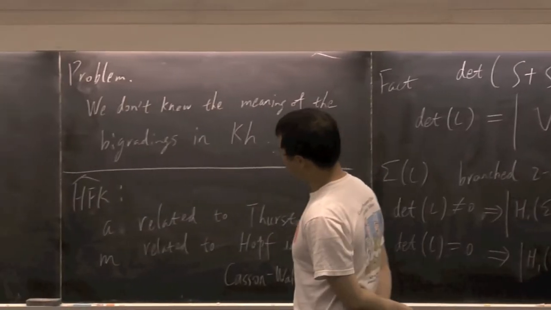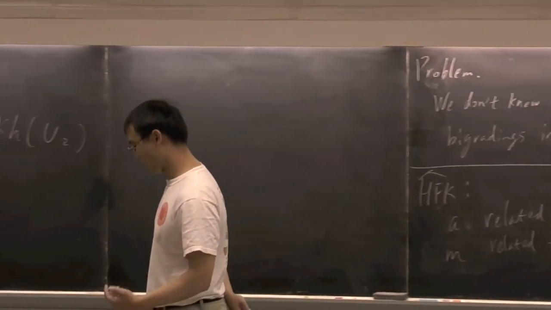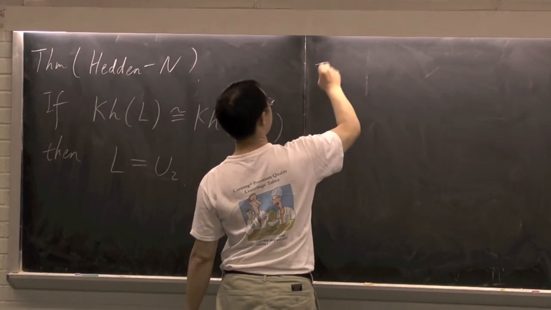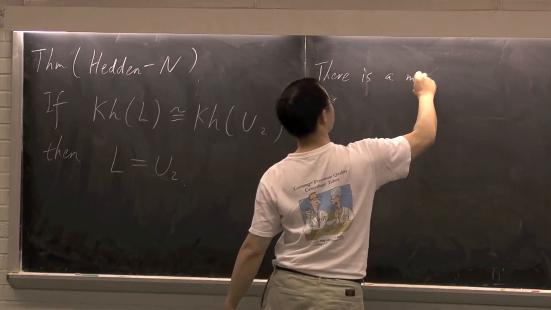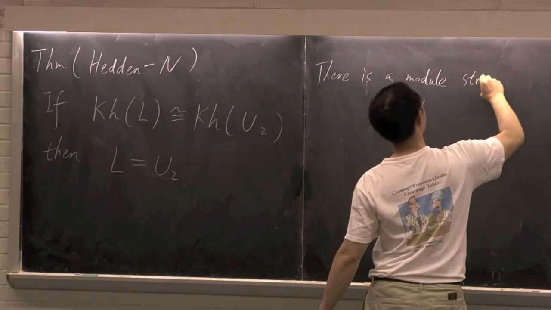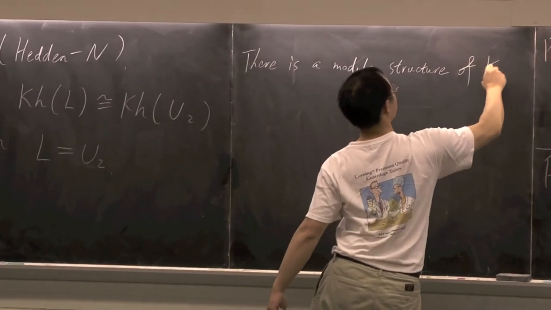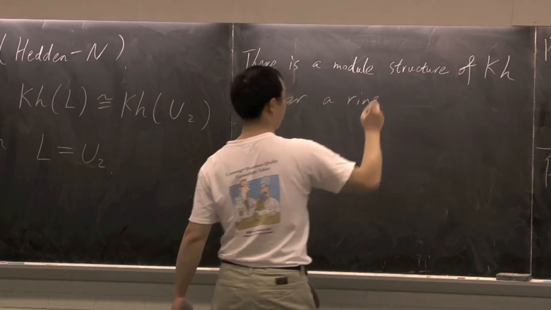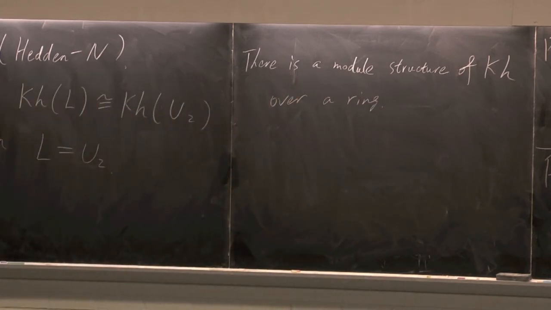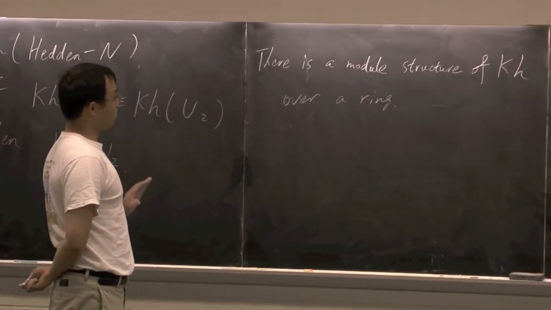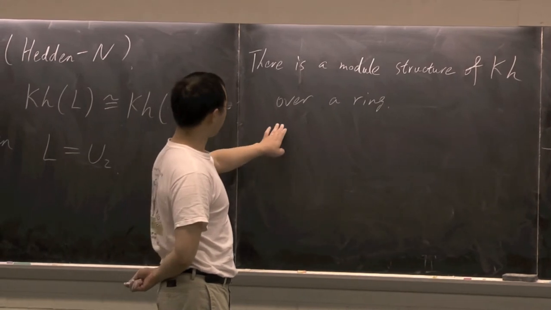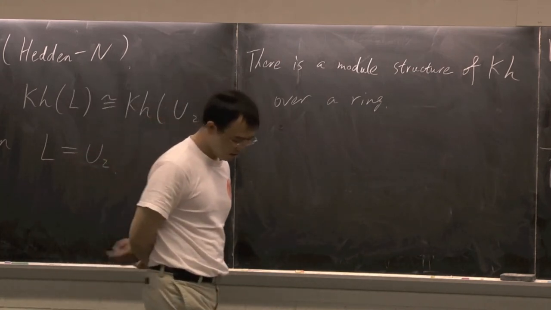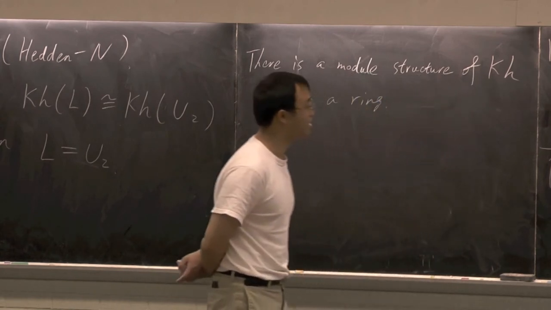So to overcome the difficulty, we introduce more algebraic structure. The way we deal with the n-component unlink is that there is a module structure over some ring on Khovanov homology. And I'm going to tell you how to define the module structure and what the ring is. And now, if you consider the module structure, then actually one can prove that Khovanov homology detects unlinks.